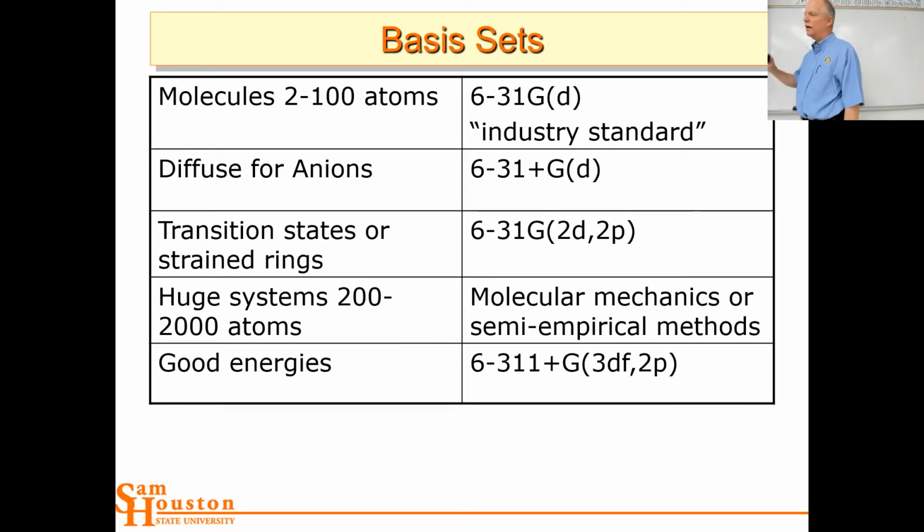So this is a nice little summary table. For 2 to 100 atoms, you could use that sort of industry standard basis set. For anions, you want to add diffuse functions. For transition states, you may want diffuse functions as well. You definitely want some polarizability or polarization functions added on.